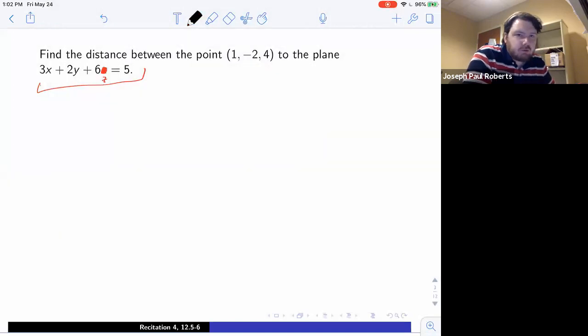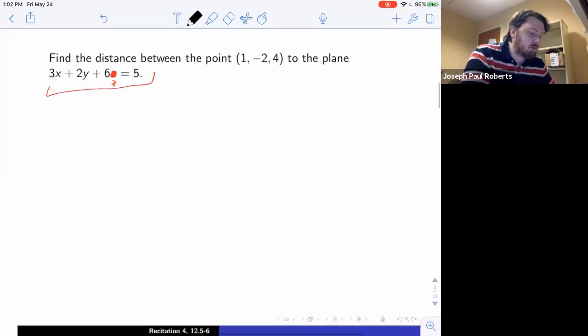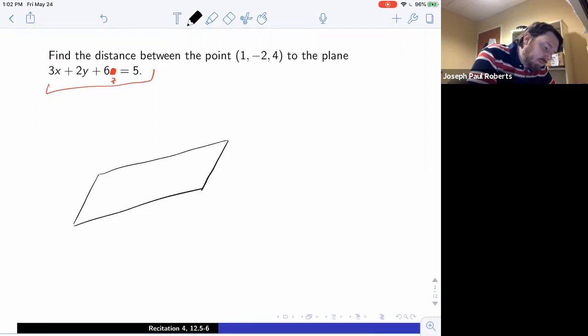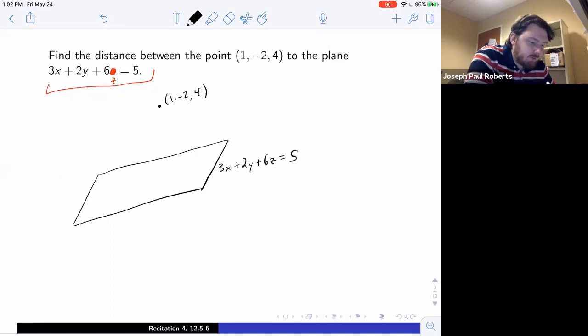That is a z. Okay, and so there's a couple ways you could do this. I like the scalar projection method because it really emphasizes what's going on with that. But there is a formula in the book that you can use as well. So I'll show you both ways here just so you can choose what you like better. But my way that really emphasizes some of the geometry of what's going on here would be to imagine the following picture. We have our point 1, -2, 4. And we want to figure out how far it is from the plane 3x plus 2y plus 6z equals 5.